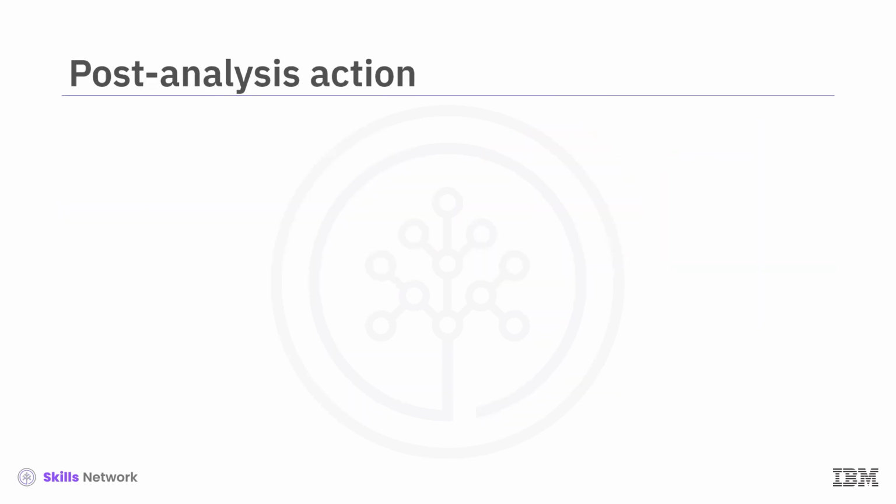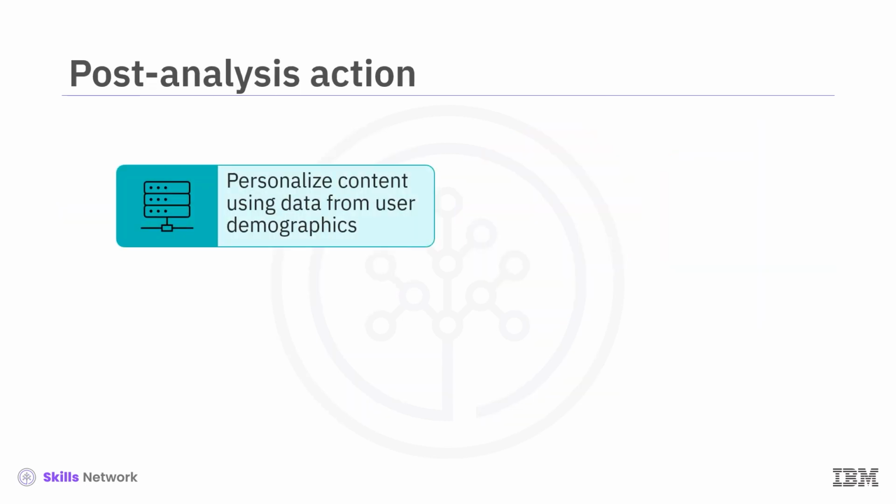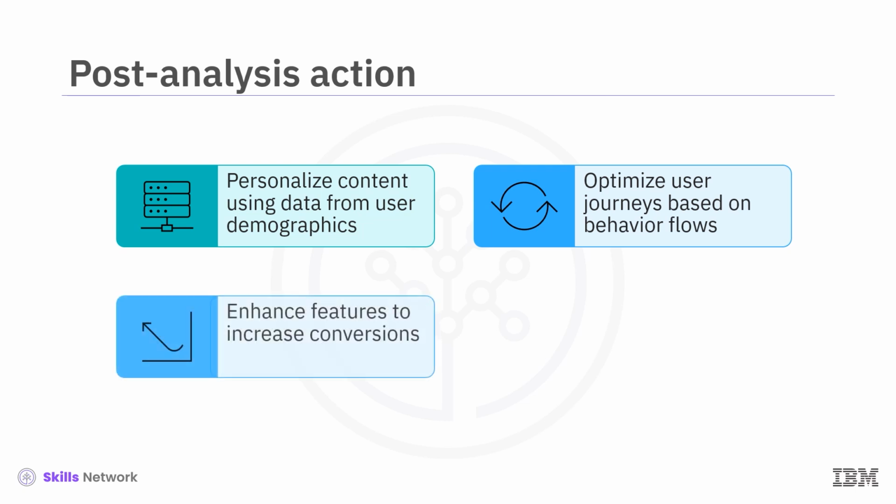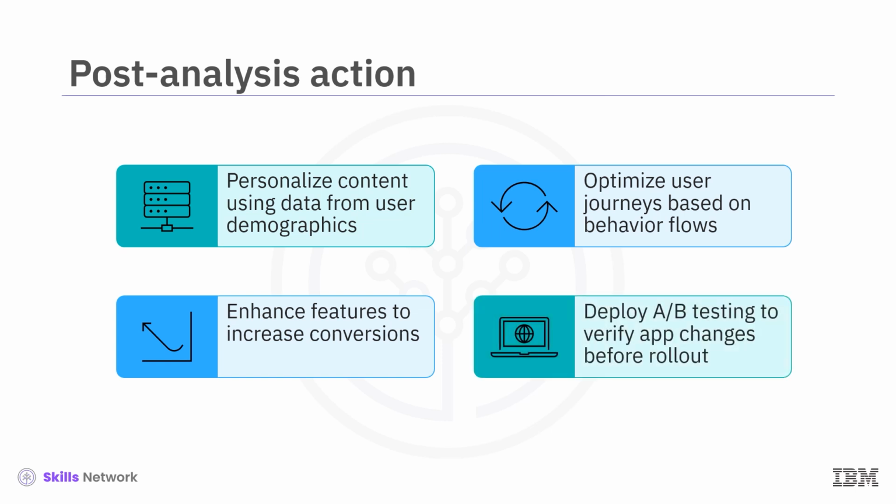Leverage data from user demographics to personalize your content, optimize user journeys according to behavior flows, and enhance features likely to increase conversions. Ensure you deploy A/B testing to verify app changes before rolling them out. You can create two versions of a feature and compare user engagement to determine which version performs better.